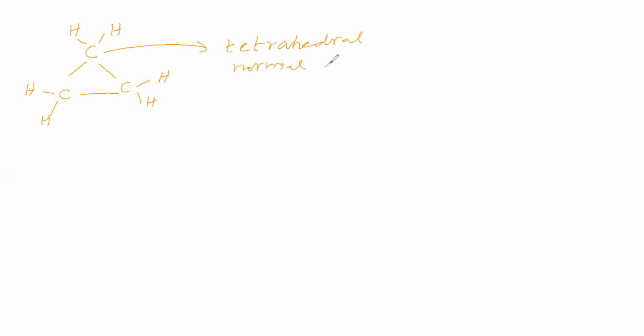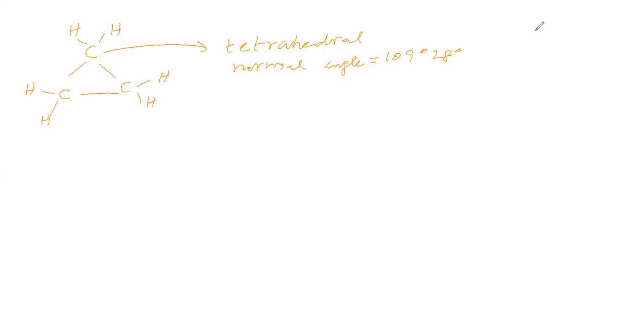Now we will take the cyclopropane structure. I am writing the cyclopropane structure like this. This carbon is having 4 bonds. Therefore, this carbon is tetrahedral. For tetrahedral, the normal angle is 109 degree 28 minutes.